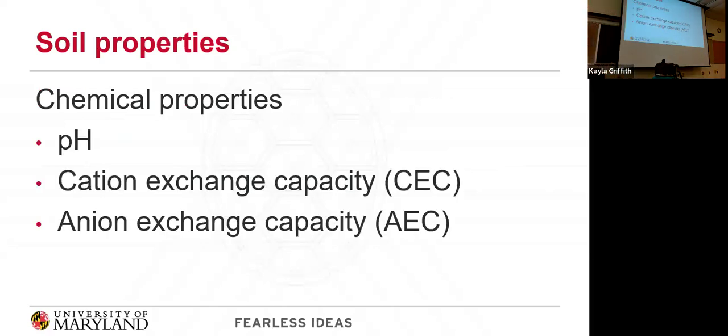For chemical properties, we're going to talk about pH and the cation exchange capacity. These are the two things that, when you get a soil test back, are my first indicator. I don't even look at the nutrients that are already in there. I look at pH first and then the CEC.